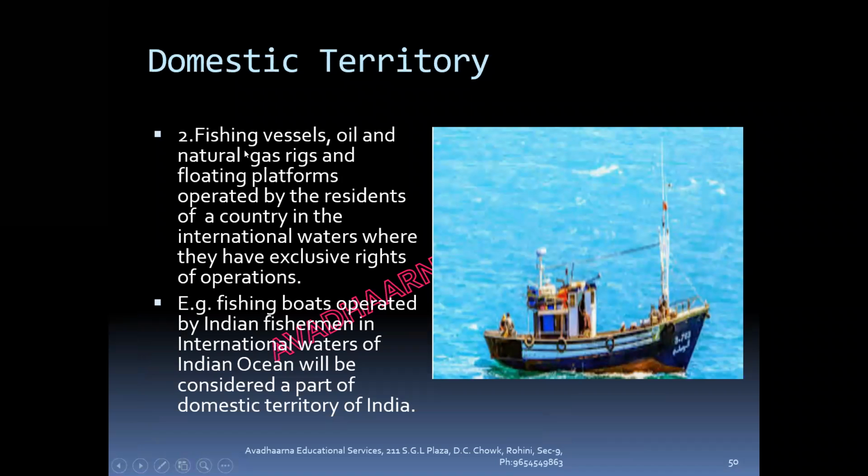Second point, fishing vessels, oil and natural gas rigs, and floating platforms operated by the residents of a country in international waters where they have exclusive rights of operation. Fine. They are also going to be a part of the domestic territory of that country.